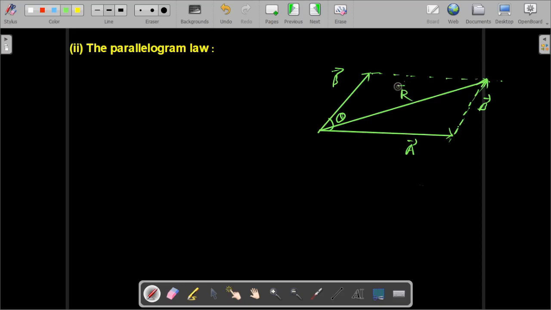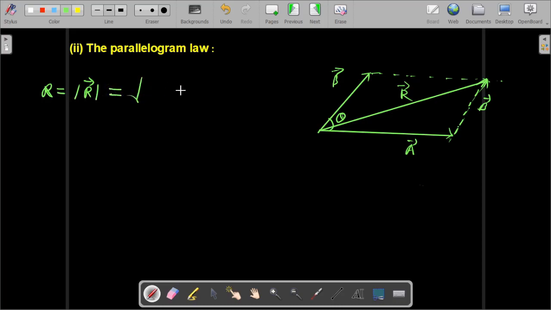This is the R vector. The resultant vector of these two vectors A and B will be the R vector. Here in the parallelogram law, we write only the value of the resultant vector, only R. R means the value of the vector R. How can we get it?